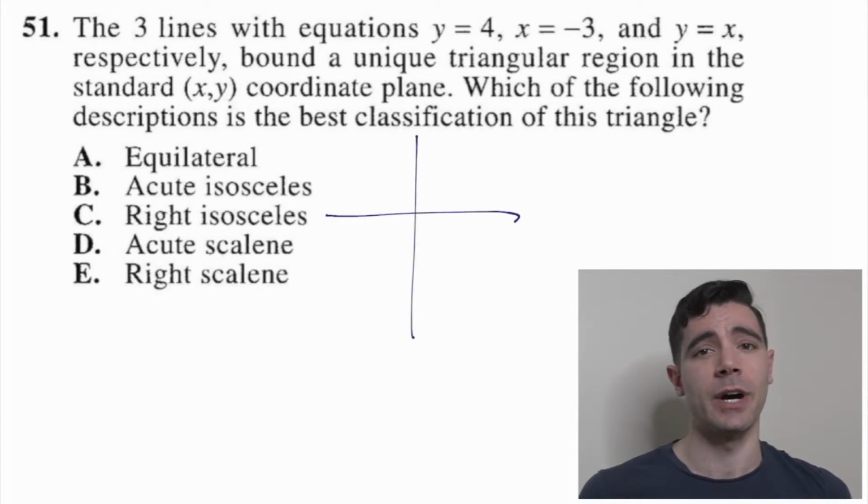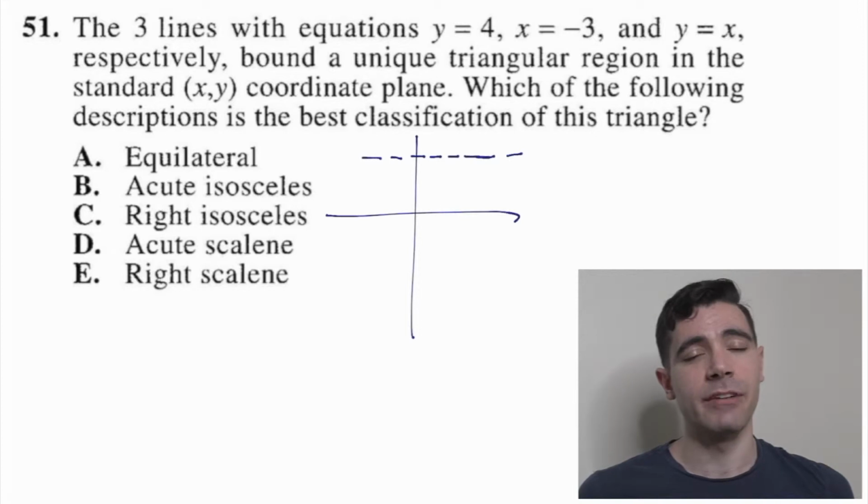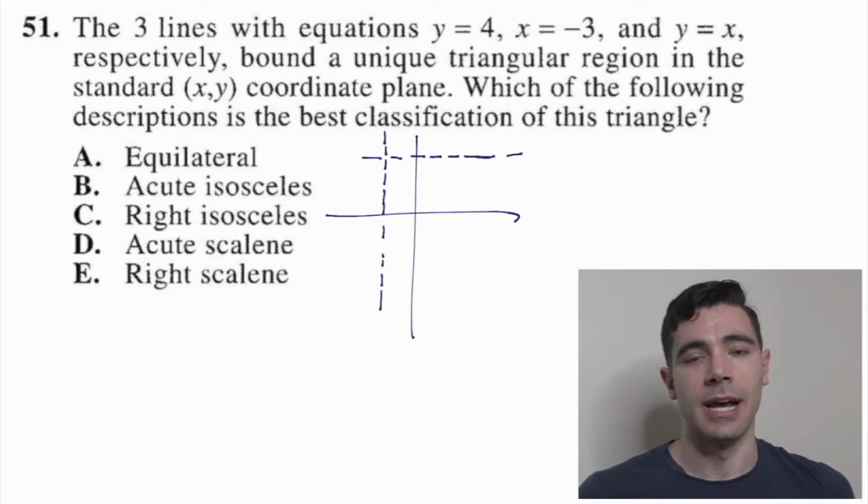We got a rough xy coordinate plane here. Y equals 4 would be a horizontal line 4 units north of the x-axis, so we got that going on. And then x equals negative 3 would be a vertical line to the left of the y-axis. So we got that going on. And then we have y equals x, which is just the best diagonal line with a slope of 1.